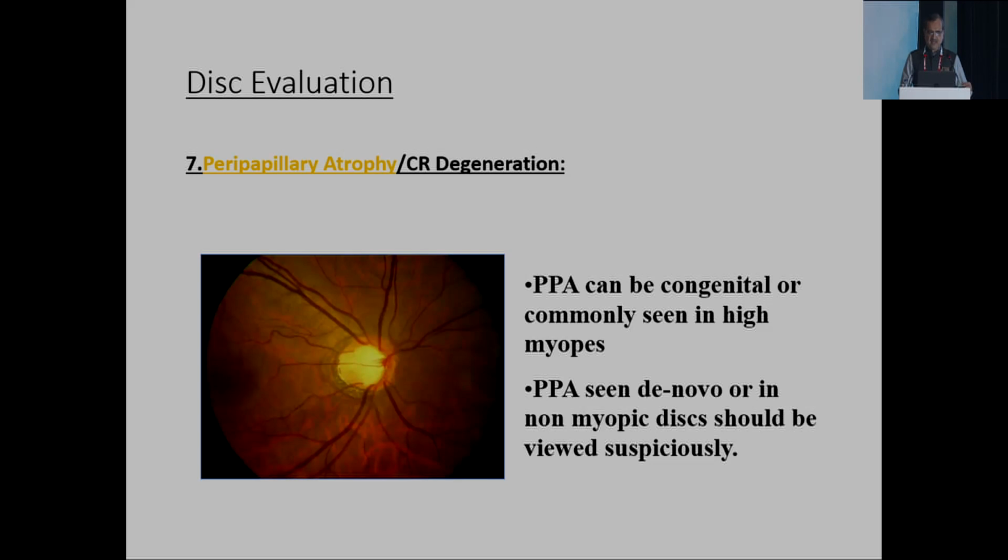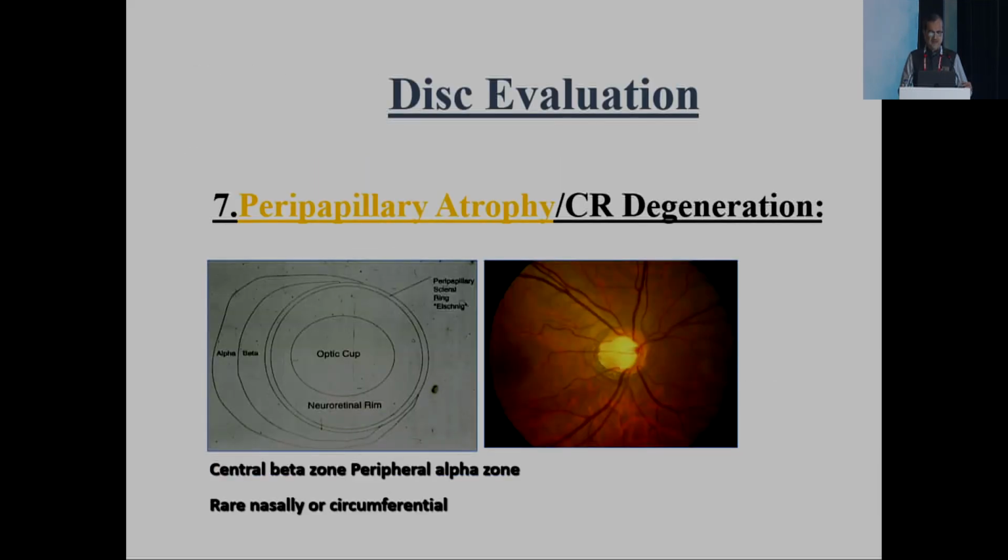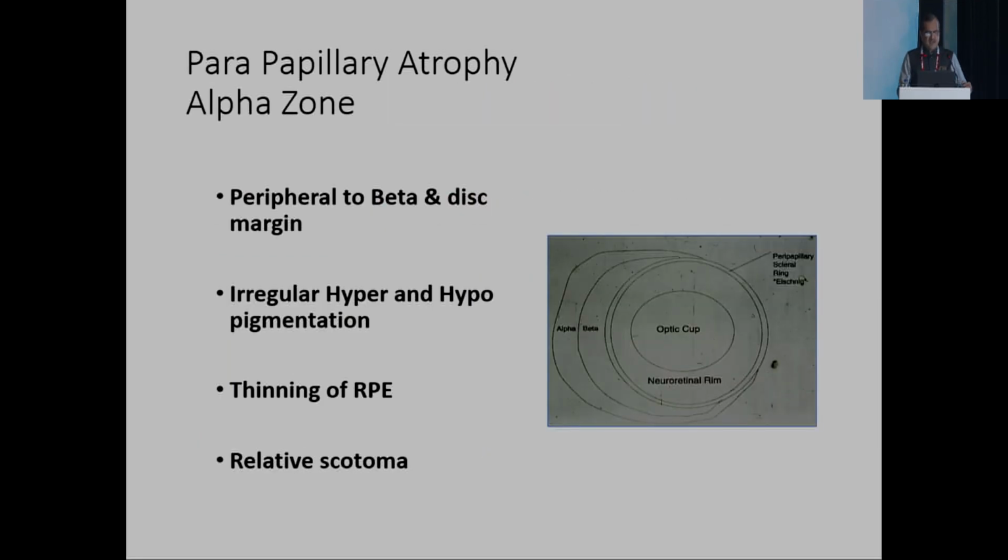PPA can be congenital or commonly seen in high myopes. PPA seen de novo or in a non-myopic eye should be viewed suspiciously. The peripapillary atrophy consists of the central beta zone and the peripheral alpha zone, and is very rarely nasal or circumferential. So the alpha zone is peripheral to the beta zone and the disc margin. It is irregular hyper or hypopigmentation.